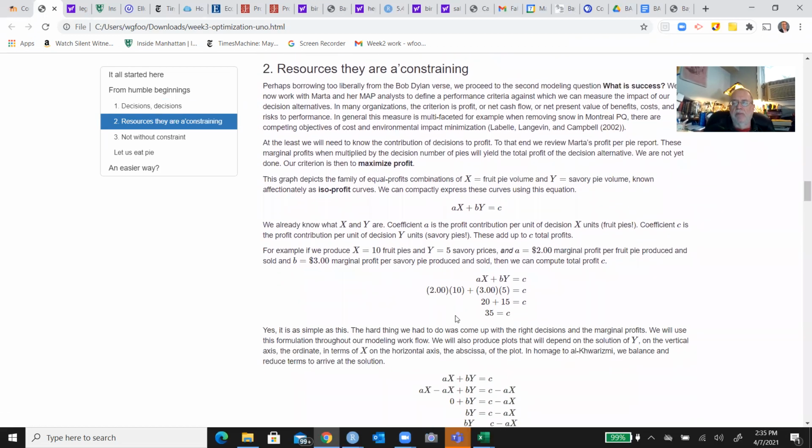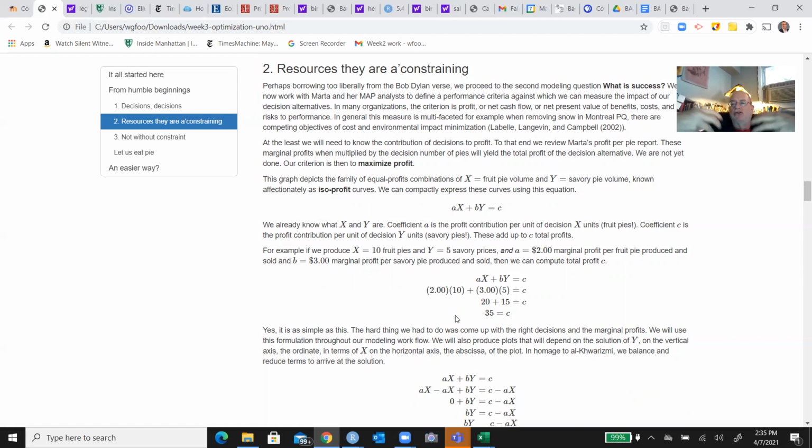Now, I'm no Bob Dylan, more of a Bruce Springsteen fan, but resources there are constraining, and this is an issue. We have success. It is called profit. We have a profit trade-off.